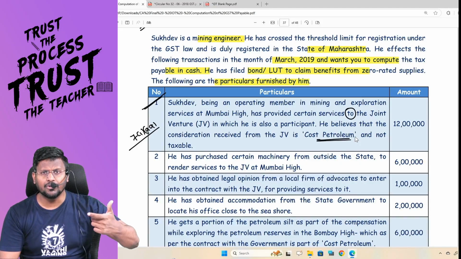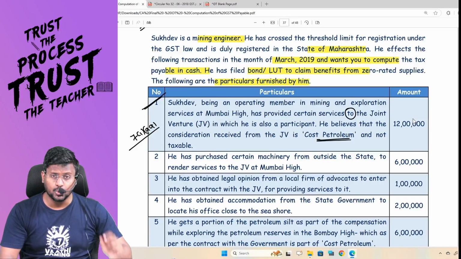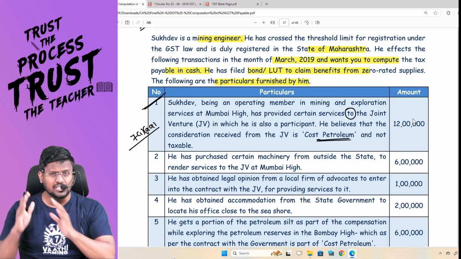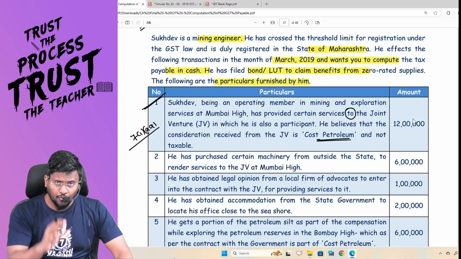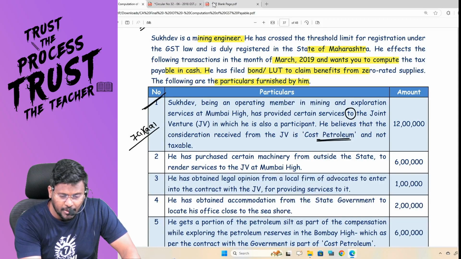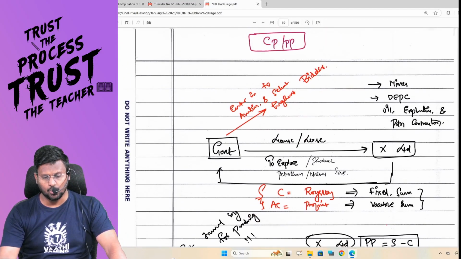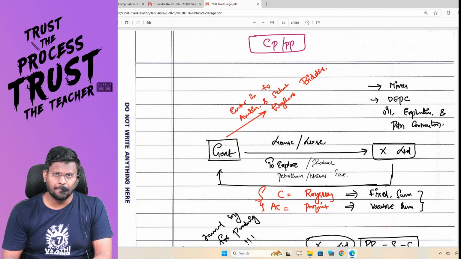So a new term we are coming to is called cost petroleum. Through this question, I wish to make you understand what is cost petroleum and what is profit petroleum. So from this part, we are deviating to cost petroleum and profit petroleum.